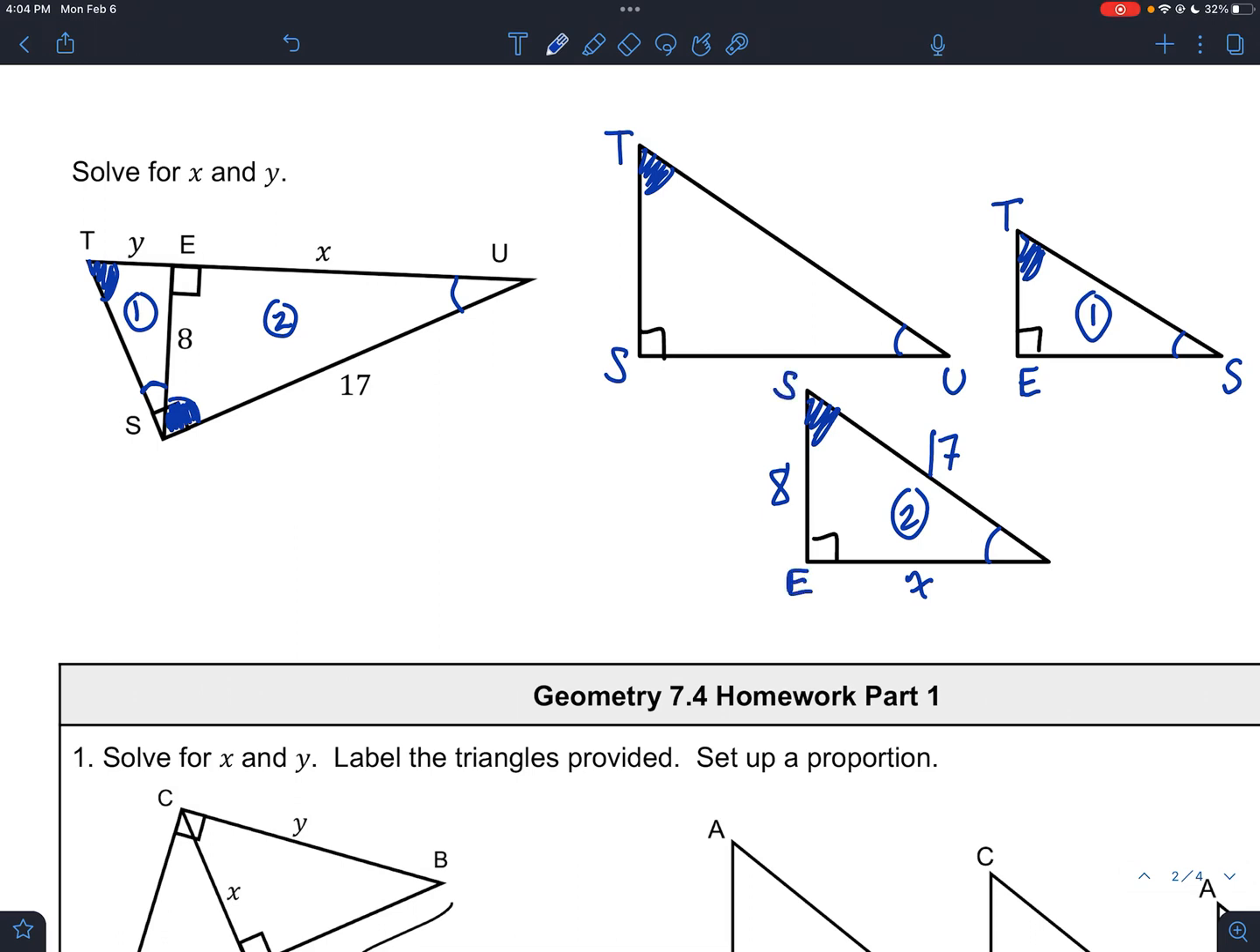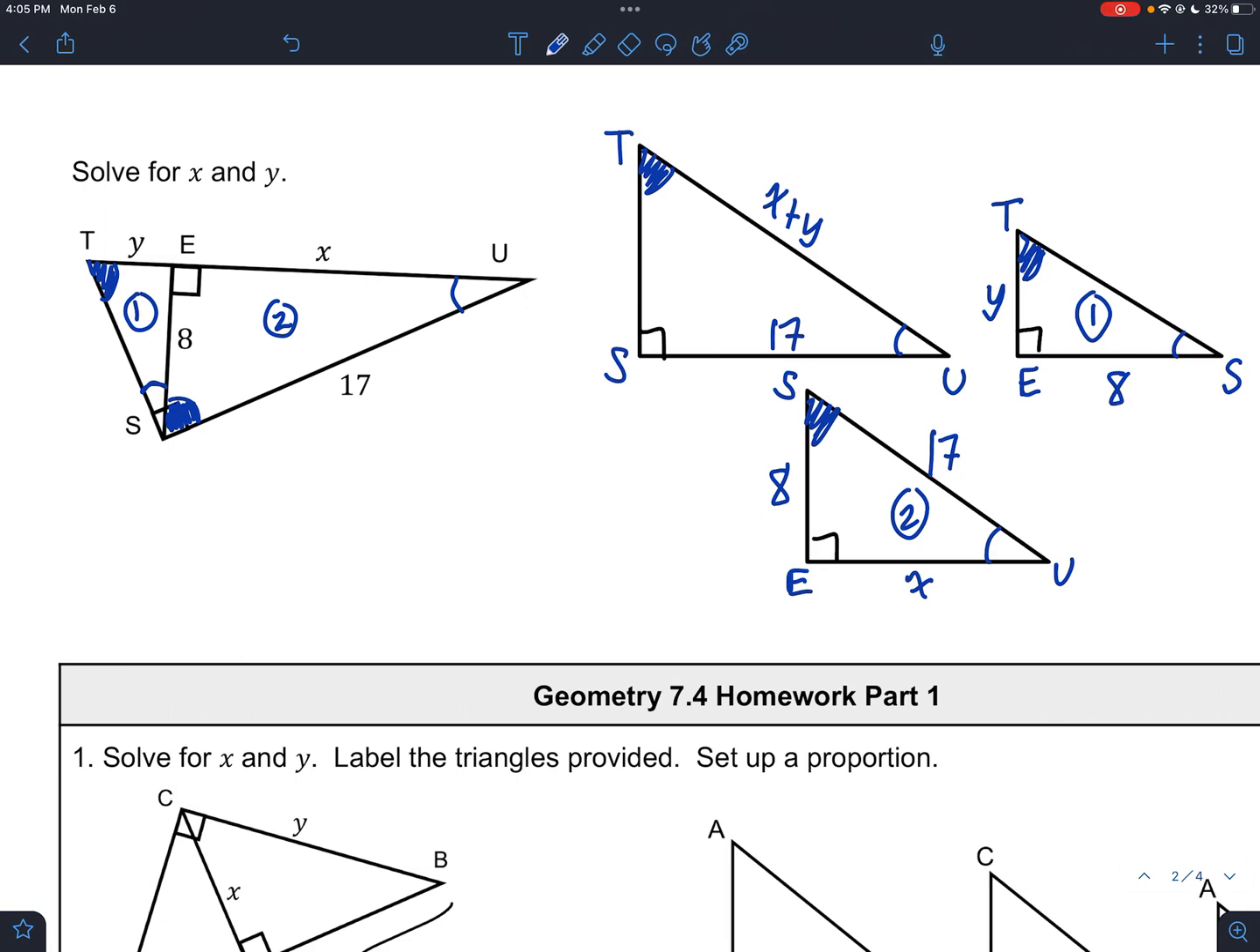I guess I went ahead and labeled those. This is going to be S, E, and U, right? Okay, what else can I label? What's the length of TS? That could be useful. Does not tell us. What about SU? SU is 17. And TU is X plus Y, which means we're probably not going to end up using that. And 1 has a Y here, an 8 here, and we don't know TS.